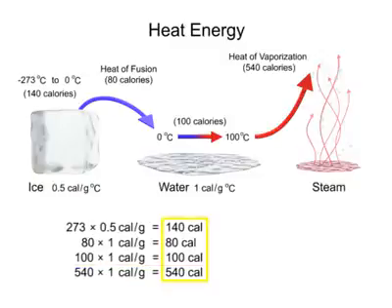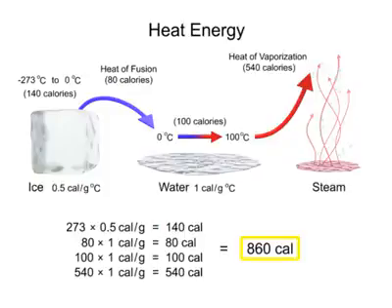Adding all of these values together yields 860 calories, the amount of heat energy it takes to transform 1 gram of ice at absolute zero to steam.